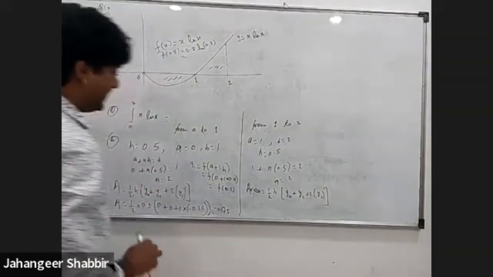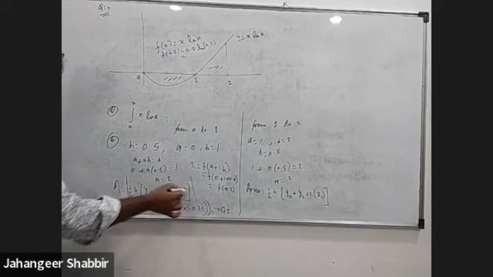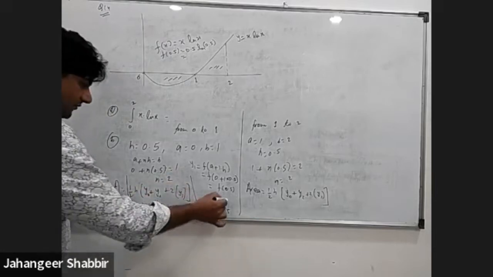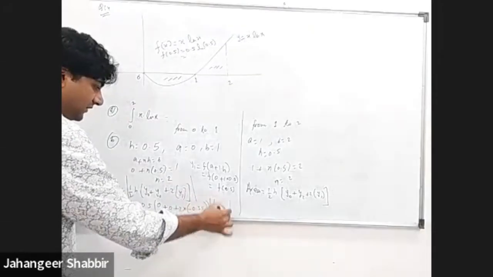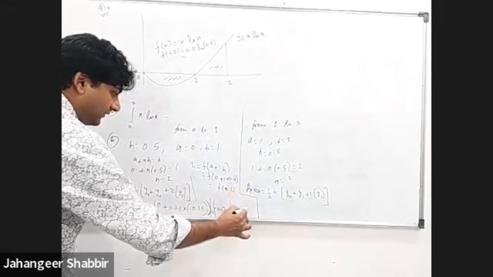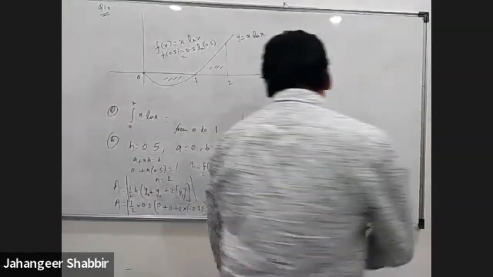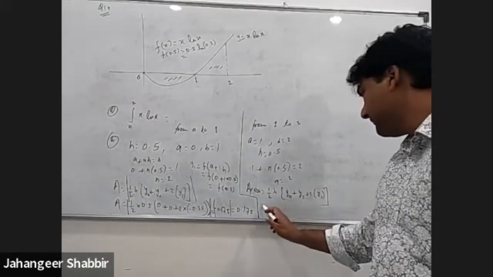So we got negative, I told you you will get negative, right? But if you talk about area, the area should be positive. So we have to apply mod. So finally, what will be the area? 0.175. This will be the area.